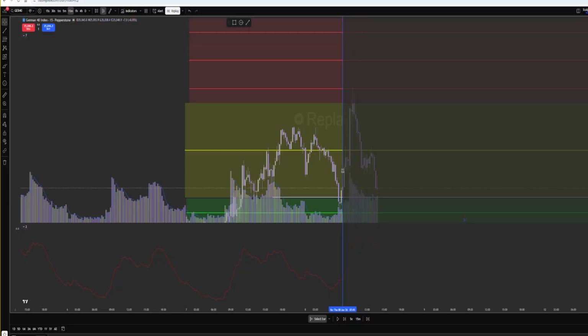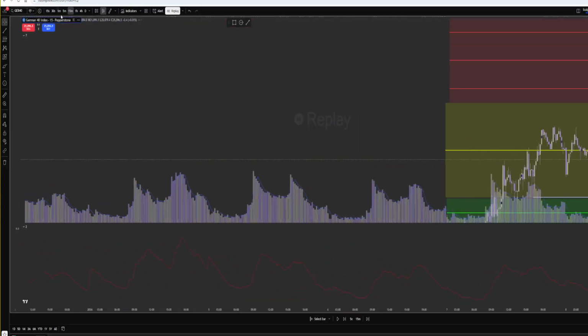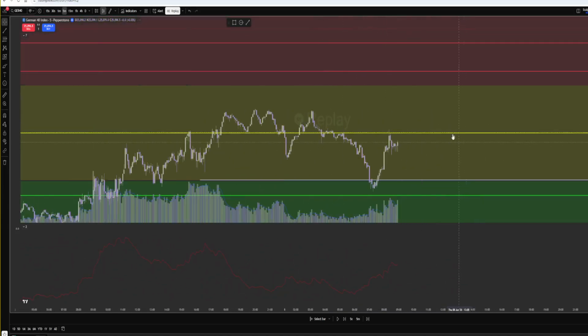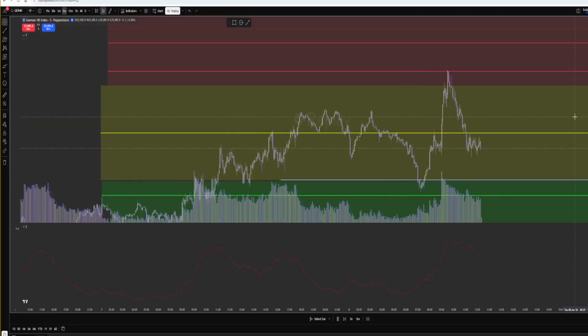Let's zoom down a little bit. This was on the 15-minute chart. I'm just gonna go back to 9 o'clock and go to the 5-minute, and then we're gonna look how the price will run throughout our levels that we have just calculated.